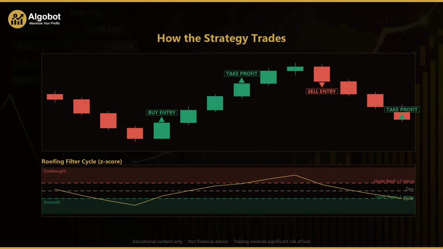Of course, not every cycle resolves this cleanly. In live conditions, the cross can fail, price can keep running, and the stop loss is there precisely because losses are a normal part of any strategy.